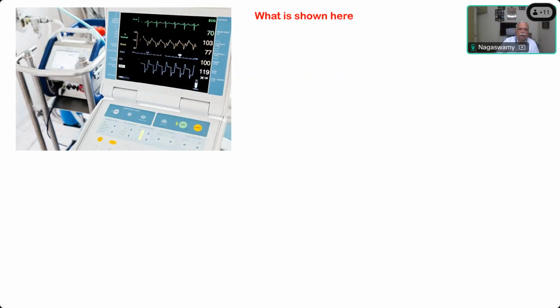What is shown here? What worked in cardiac anesthesia so far? It is a display in the monitoring of the intra-aortic balloon pump machine.